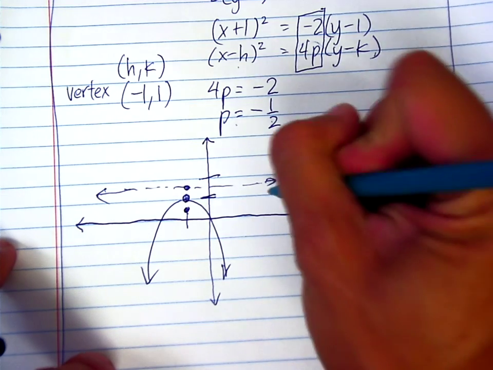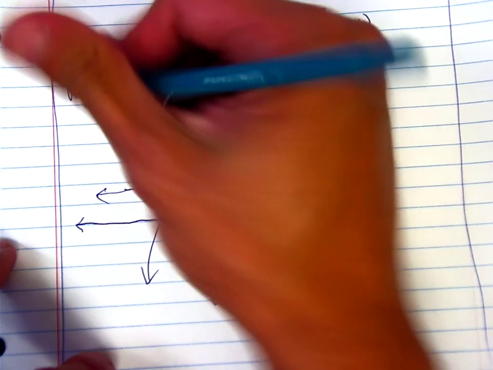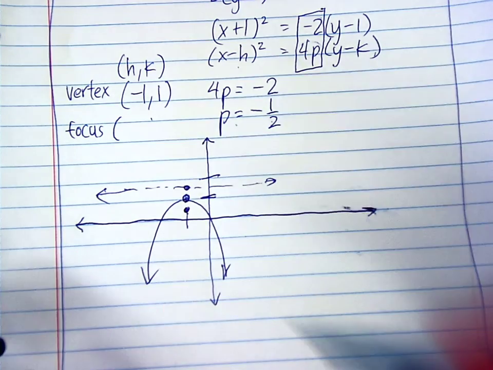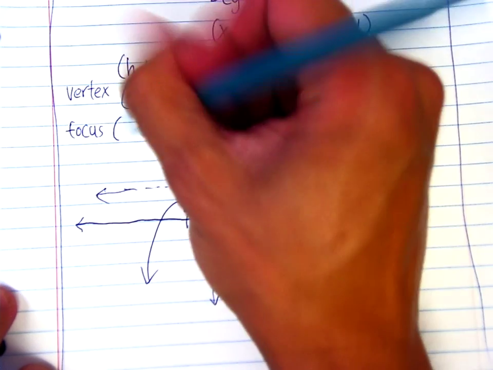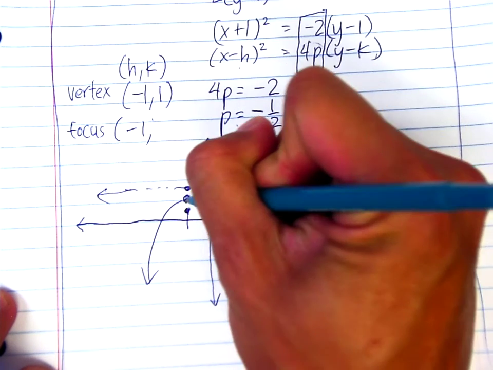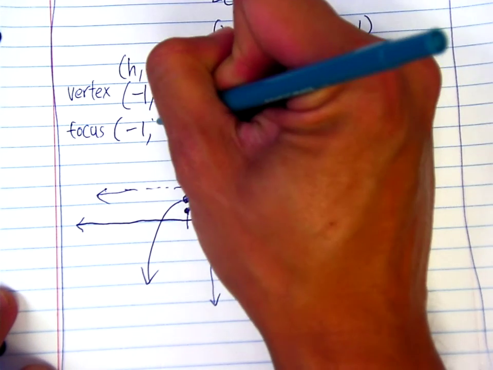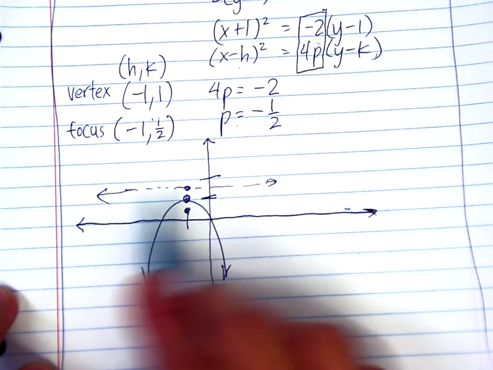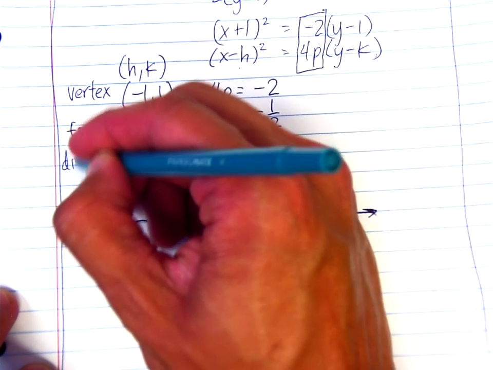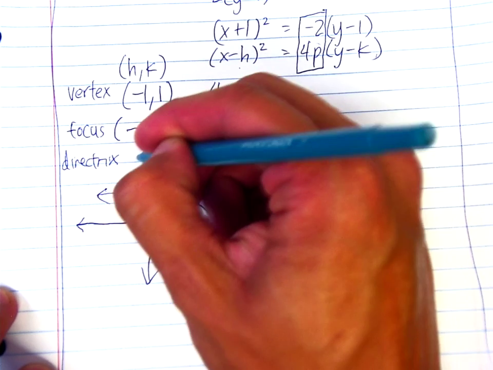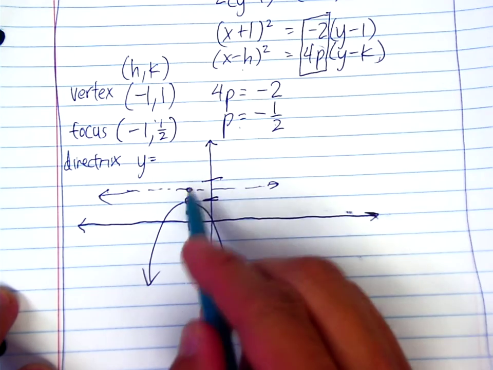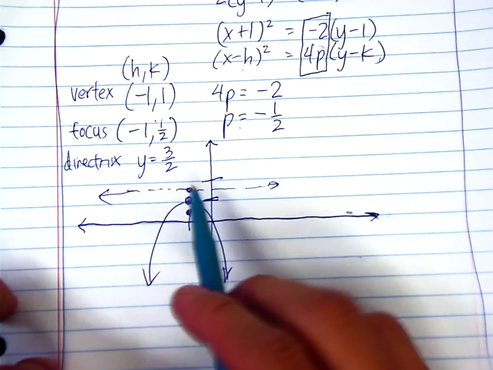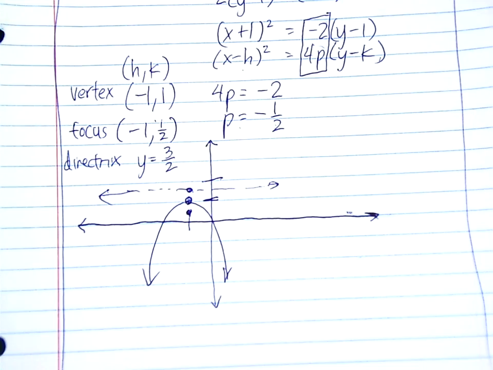So the vertex is at negative 1, 1. Okay, the focus is going to be at negative 1, comma, and then I went 1/2 down. So if I went 1/2 down, now it's at 1/2. Okay, and then the directrix is a line. So remember, a horizontal line is y equals something. So the directrix is y equals, and then again it's 1/2 up from 1, so y equals 3/2, because 1/2 plus 1 is 3/2.